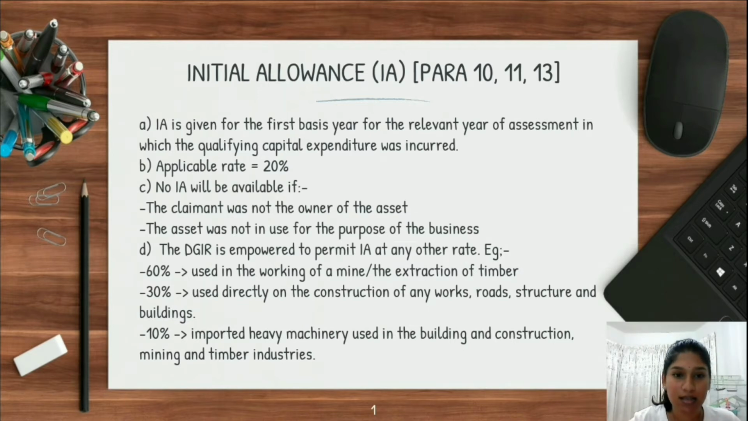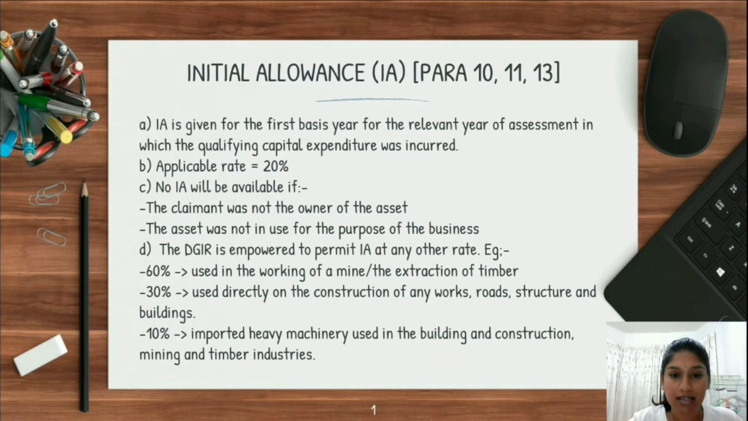Now I'm going to talk about the initial allowance. Initial allowance is given for the first basis year of the relevant year of assessment in which the qualifying capital expenditure was incurred. The applicable rate is 20%, and no initial allowance will be available if the claimant was not the owner of the asset and the asset was not in use for the purpose of the business.